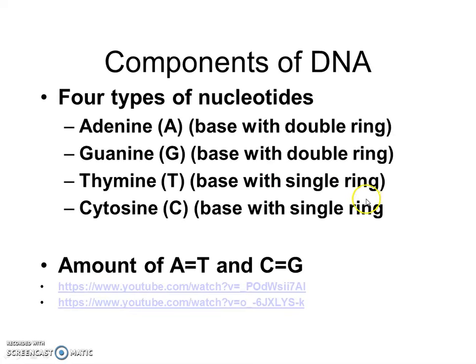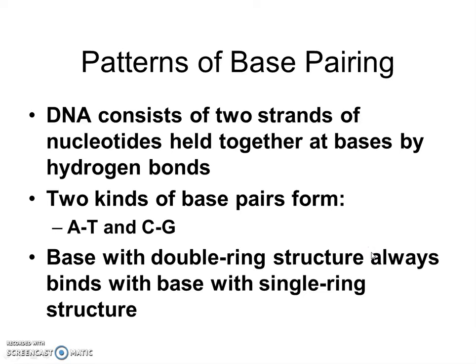So, to recap everything, there are 2 types of bases, purines and pyrimidines. Adenine and guanine are the bases of the purine category, and thymine and cytosine are the pyrimidines. I've also given you 2 links for YouTube videos to visualize the structure of DNA if you need further understanding. So, once again, DNA consists of 2 strands of nucleotides held together at the bases by hydrogen bonds.